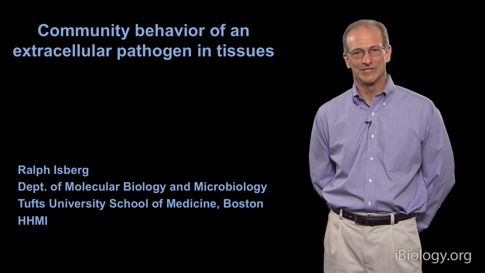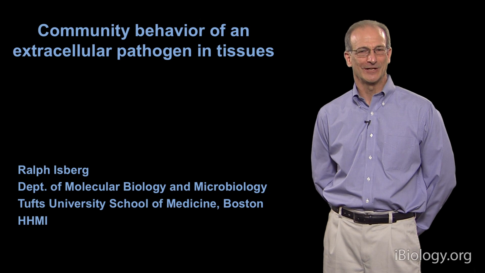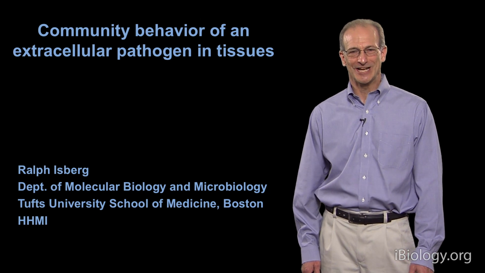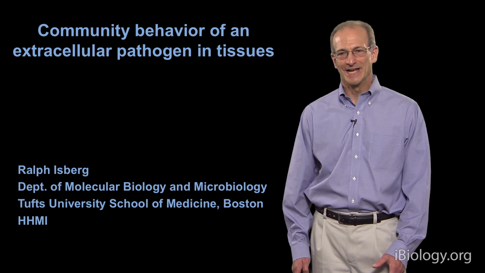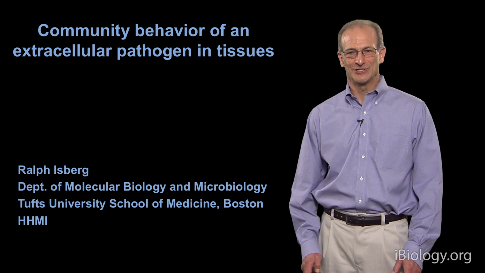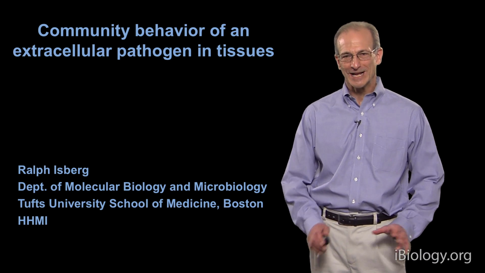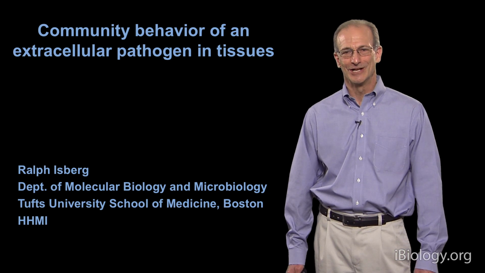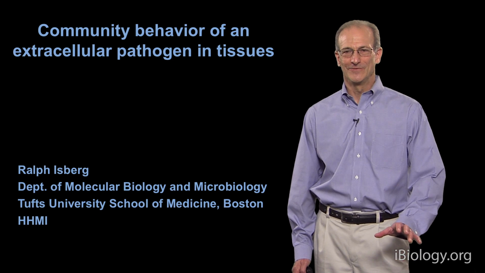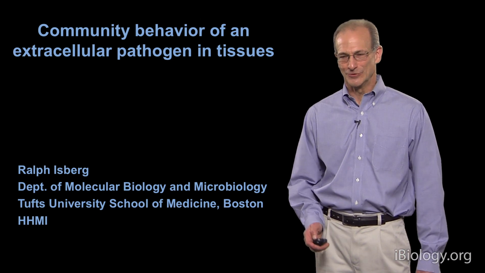And in this talk, which is the second talk of two in this series, I would like to discuss community behavior of an extracellular pathogen in tissues. In my first talk, I gave a very simple model for what differentiates a pathogen from a non-pathogen. In this talk, what you'll see is that the difference between a pathogen and non-pathogen are not so clear-cut. And what we'll see is that a pathogen can behave both like a non-pathogen as well as like a pathogen within host tissues. And so before I go into the details of this talk, I just want to give you the take-home messages, which I'll try to actually make you understand today.